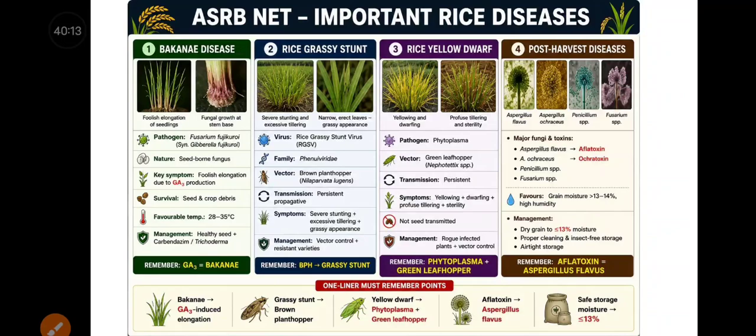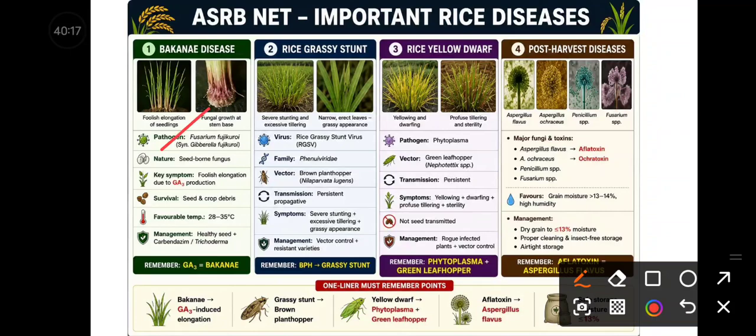For this disease, you have to remember the causal organism, and the major symptom is excessive elongation of seedlings. The seedlings become pale yellow, and the reason behind the elongation is production of GA3. Remember this. It survives by crop, crop debris and seed. Favorable temperature is 25 to 28 to 35 degrees Celsius. As it is seed borne, the best management practices are use of healthy seed, as well as seed treatment. This much is sufficient for Bakanae disease.